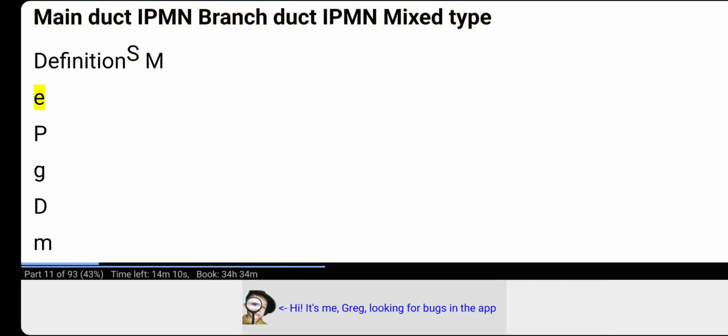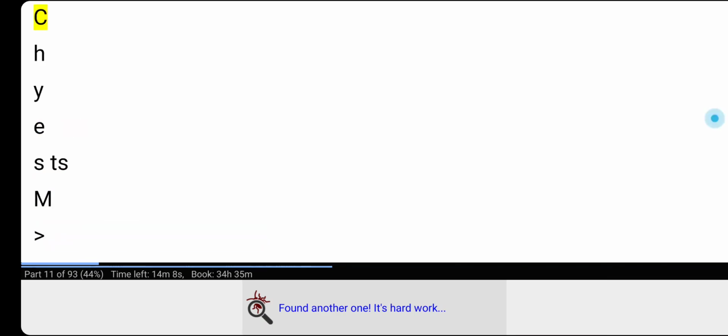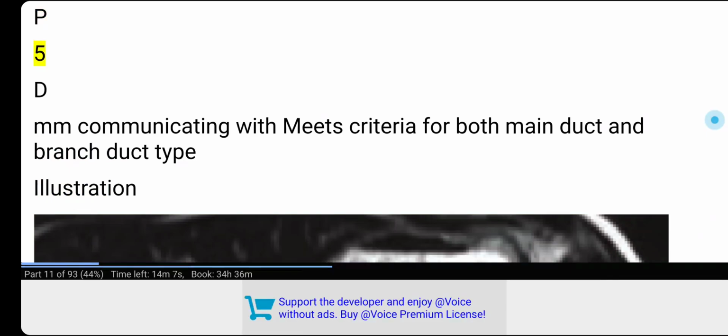Definitions: main duct, diffuse dilatation of the main pancreatic duct; mixed type, communicating with the main duct, meets criteria for both main duct and branch duct type. Illustration.